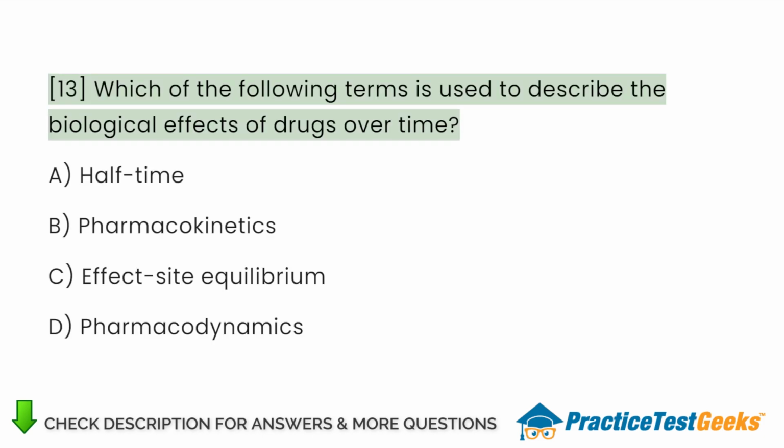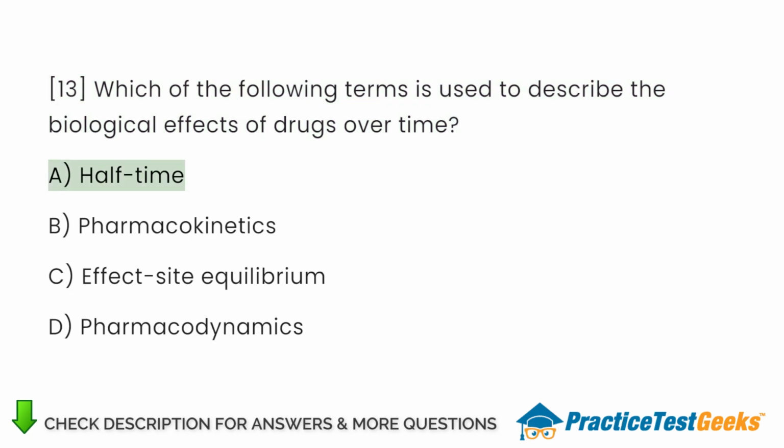Which of the following terms is used to describe the biological effects of drugs over time? A. Half-time. B. Pharmacokinetics. C. Effect site equilibrium. D. Pharmacodynamics.